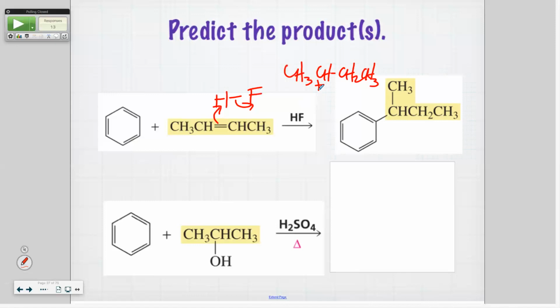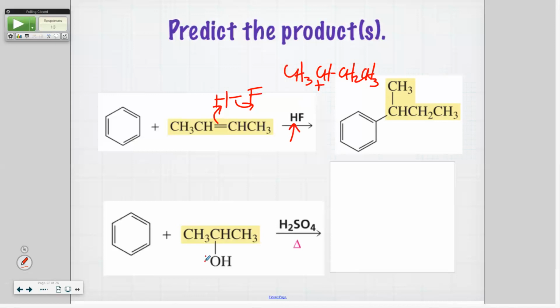Now, the kicker is you have to work with this. It's not fun. HF is hard. Like it'll eat up Teflon. I never worked with it, and I'm not unhappy about that in any way.